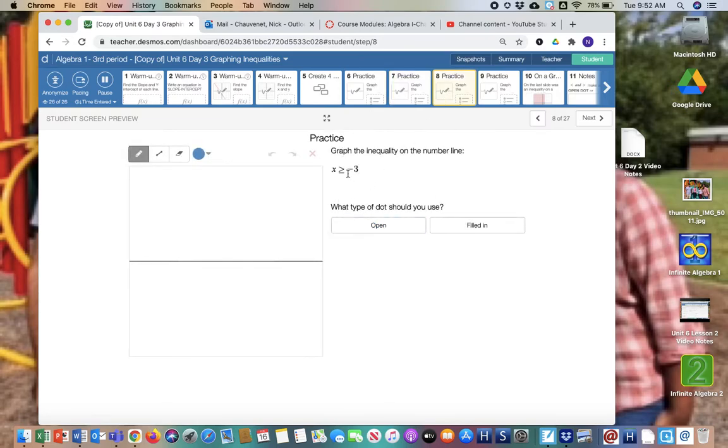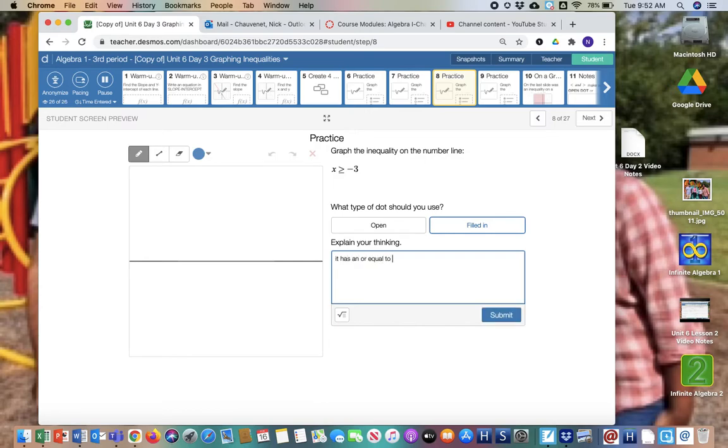All right, 2 more practices with this. So again, right away, you should know it's filled in because it has an or equal to sign. And now, because it has that or equal to sign, I put that at -3. Going up from -3 is -2. Going down from -3 is -4. It's a closed circle. Since it's a greater than, arrow to the right.